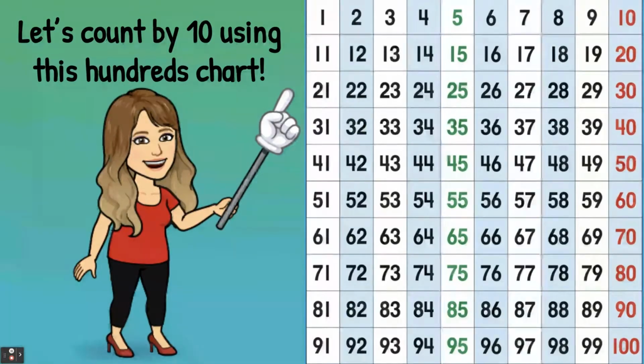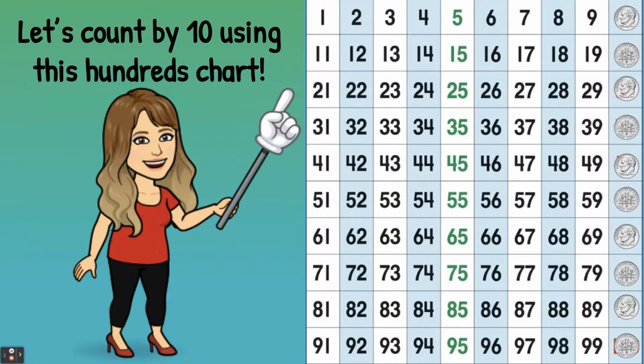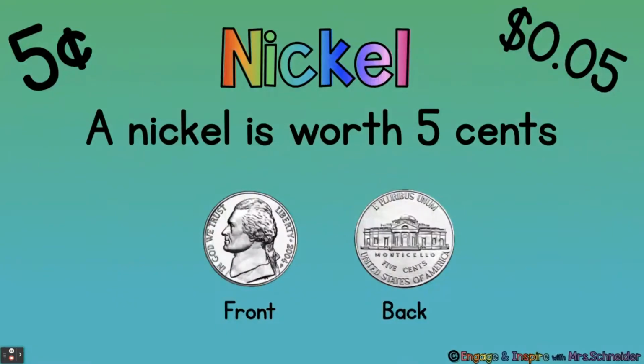Let's count by tens using this hundreds chart. Please count out loud with me. 10, 20, 30, 40, 50, 60, 70, 80, 90, 100. So that's 100 cents or $1.